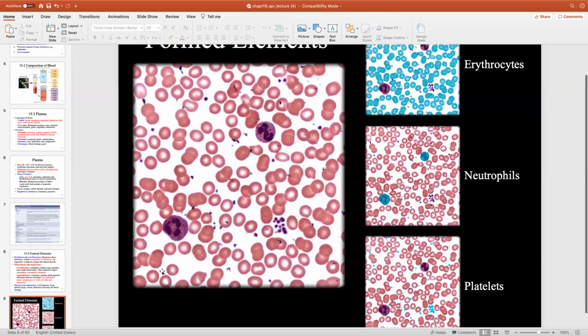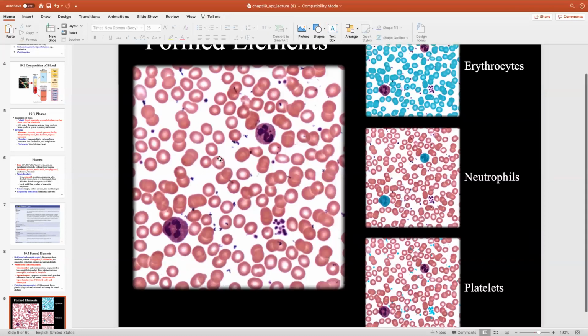All right, so let's take a look at this picture. You see lots of red blood cells. Because there are no organelles in the middle of these, red blood cells look very light in color. There's absolutely no nucleus. So you see these red blood cells everywhere. There's a 100-to-1 ratio between red blood cells and white blood cells.